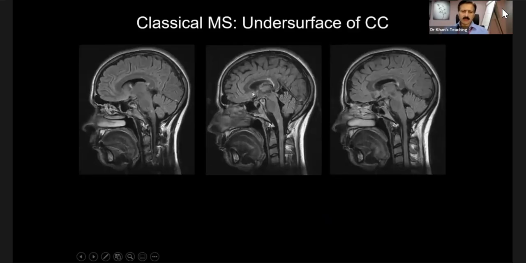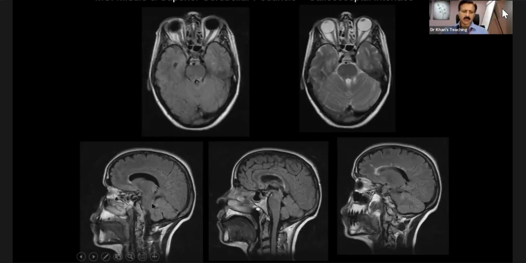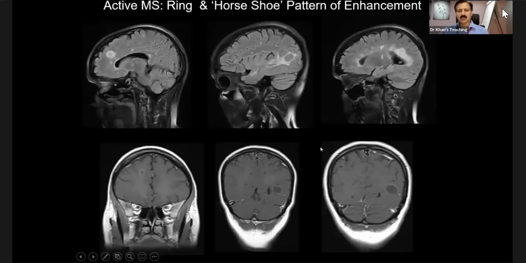So just a recap of the features. This is another case, and just to highlight the undersurface of corpus callosum. So even if there is not undersurface involvement of the corpus callosum itself, just call it. Then the superior cerebellar peduncle. So here you are. This is the superior cerebellar peduncle. Here you are. Here you are. And of course, this is the calloso-septal interface.